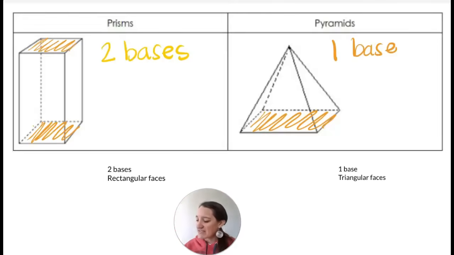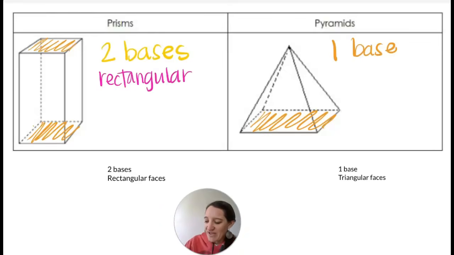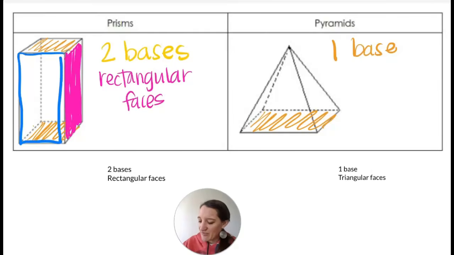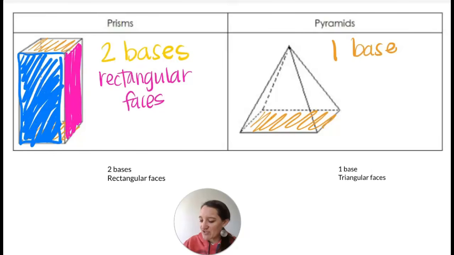Another thing that's different is that prisms have rectangular faces. What I mean by that is the shape that is formed touching those 2 bases together. That's a rectangle right there, isn't it? That's a pink rectangle. And then right here we have a blue rectangle. So prisms have these rectangular shapes that connect the 2 bases.